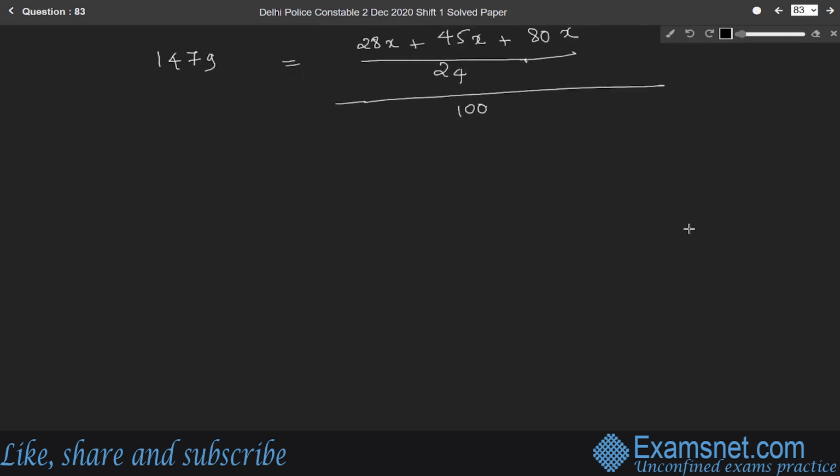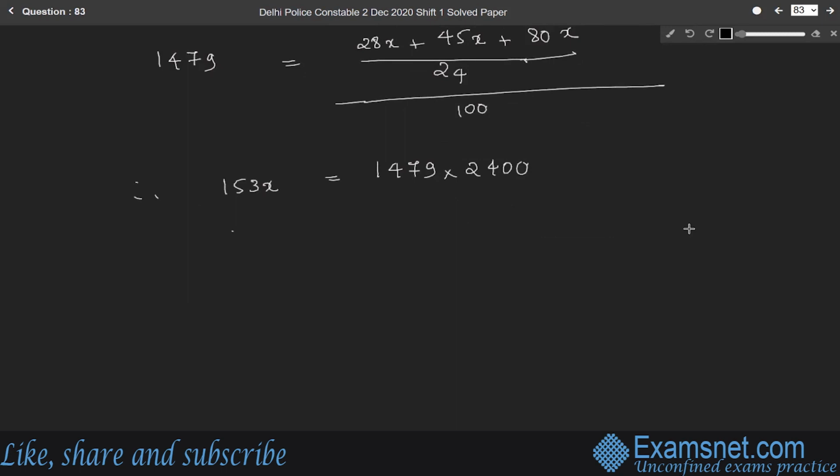Therefore, interchange LHS and RHS, we will get 28X plus 45X plus 80X, which is 153X, is equal to 1479 into 2400.